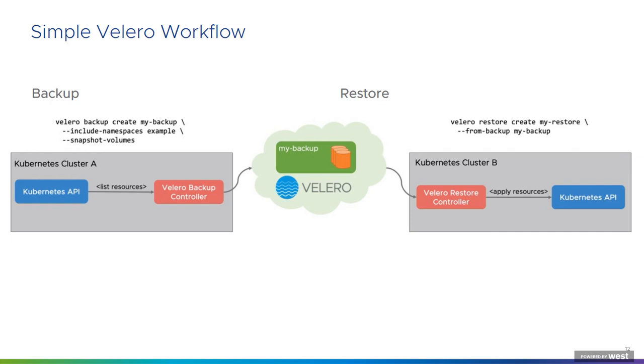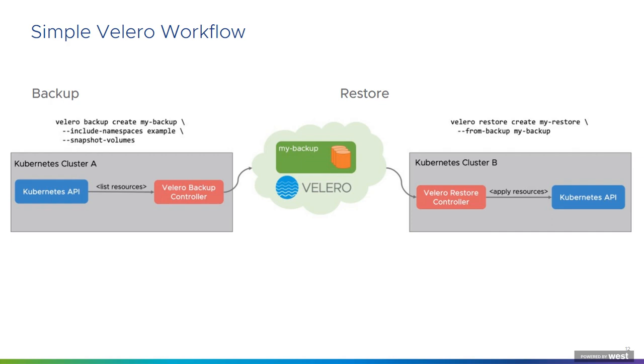So let's take a look at a simple Velero workflow and what that might look like. In the diagram here on the left, we have our first Kubernetes cluster. In this cluster, we're using Velero to take a backup of a particular namespace. Velero is installed in this cluster, communicating with the Kubernetes API to fetch all of the resources that are deployed in that namespace.